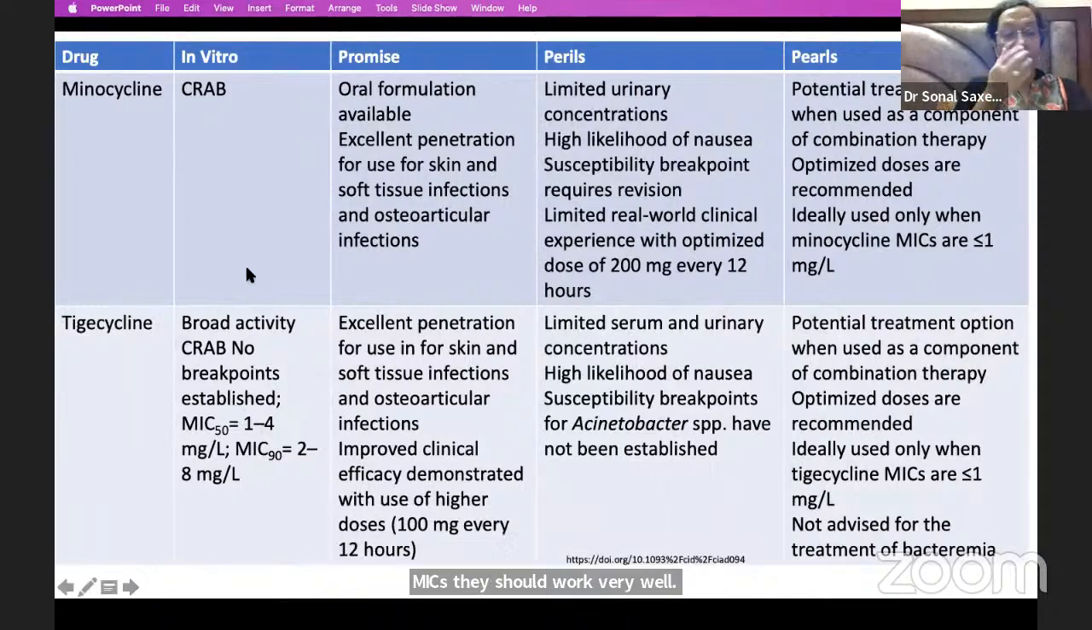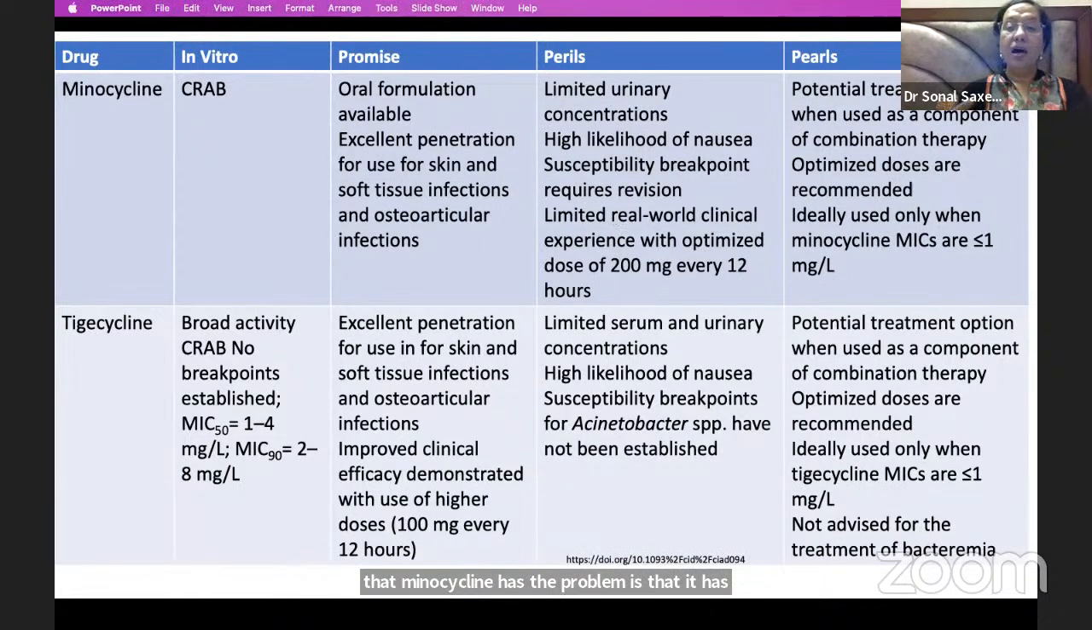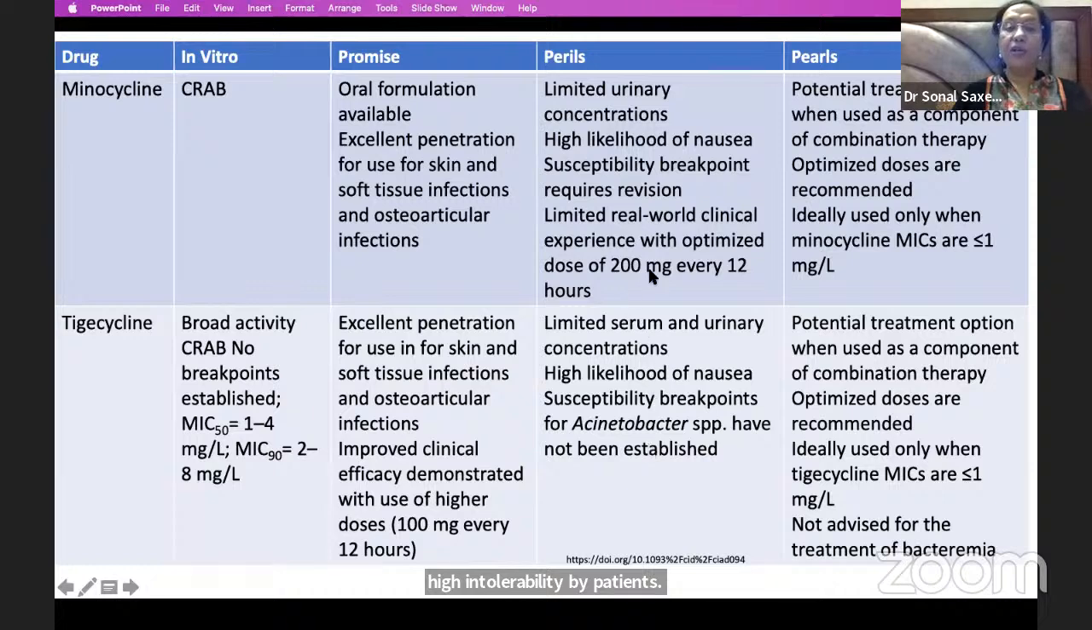Then the other drugs which are non-beta-lactam are minocycline and tigecycline. We talked about these yesterday also. The problem with minocycline is that it has limited urine concentrations and high intolerability by patients. So they cannot be used much for UTIs or upper UTIs.